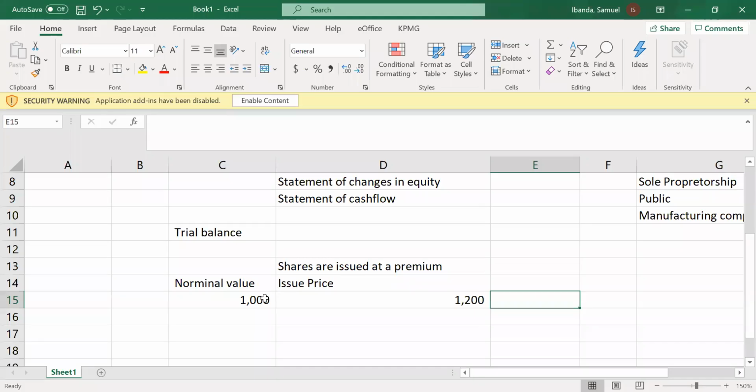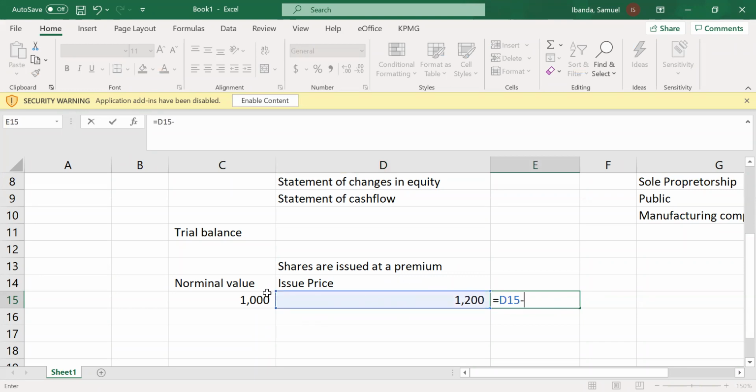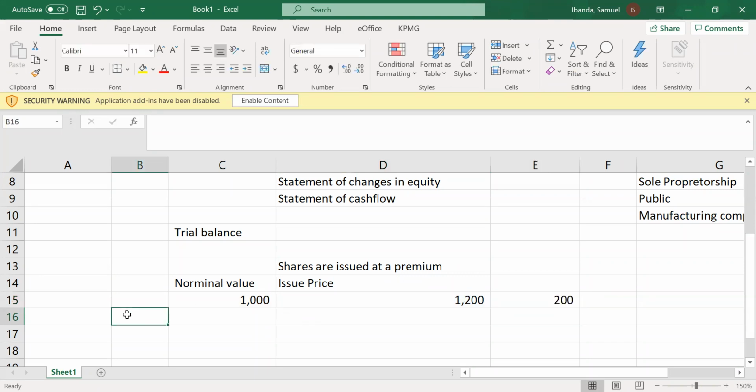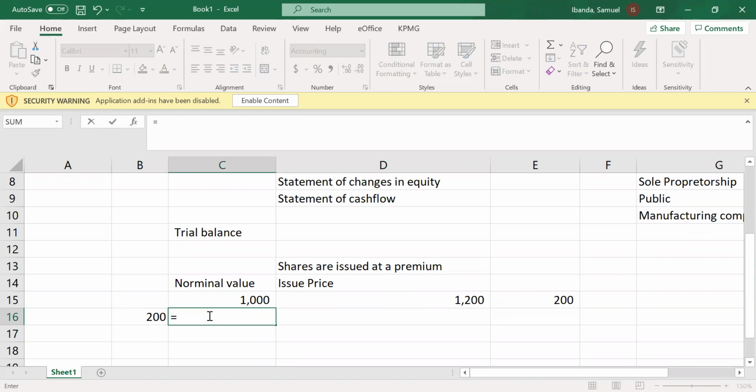So what I was saying is that if the nominal value of a single share is 1,000 and you issue shares at 1,200, it means you've issued them at a premium. So the premium value will be 200 per share, just the difference between 1,000 and 1,200. So what happens if you issue, let's say, 200 shares?